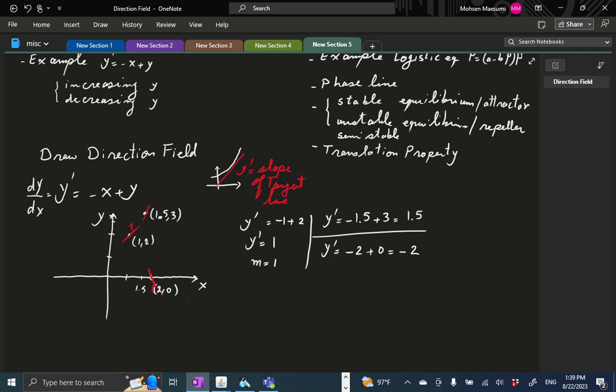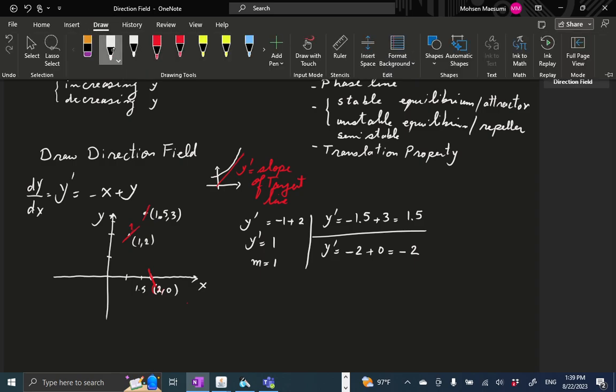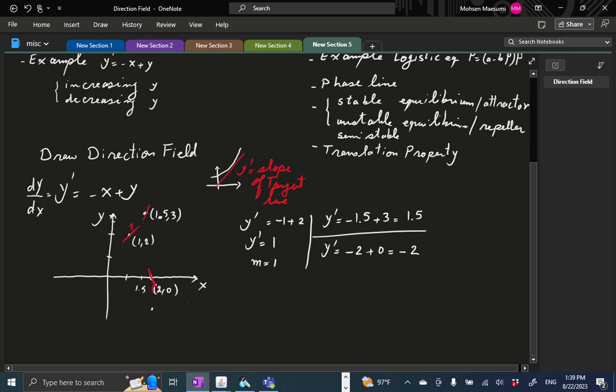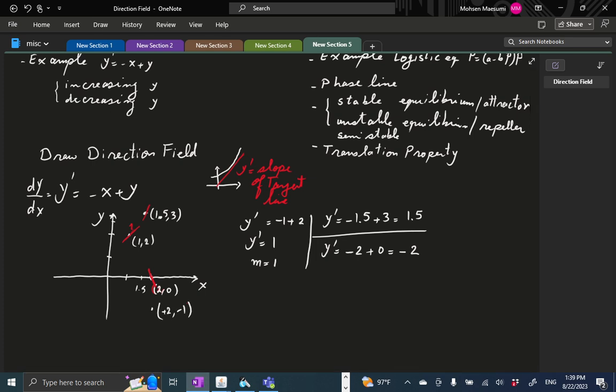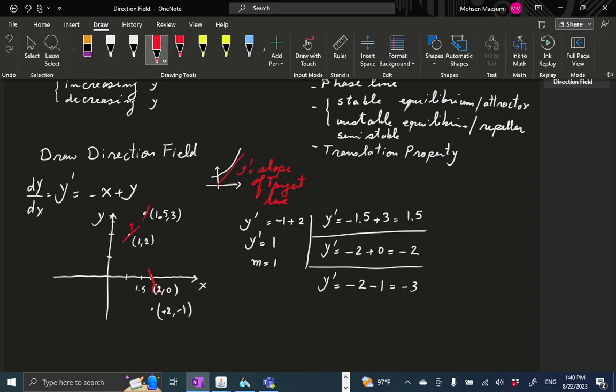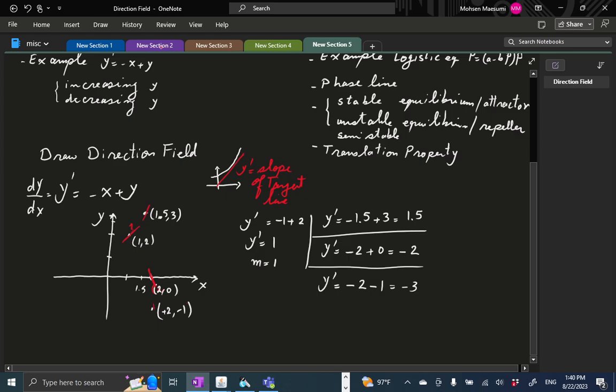So suppose we take another point, in this case minus 2 and minus 1. So what would be the y prime for this point? Y prime is going to be minus x, where x is minus 2, plus y. Y itself is minus 1, so the total is minus 3. And the slope of minus 3 means I'm going down at an even faster slope than the previous one.